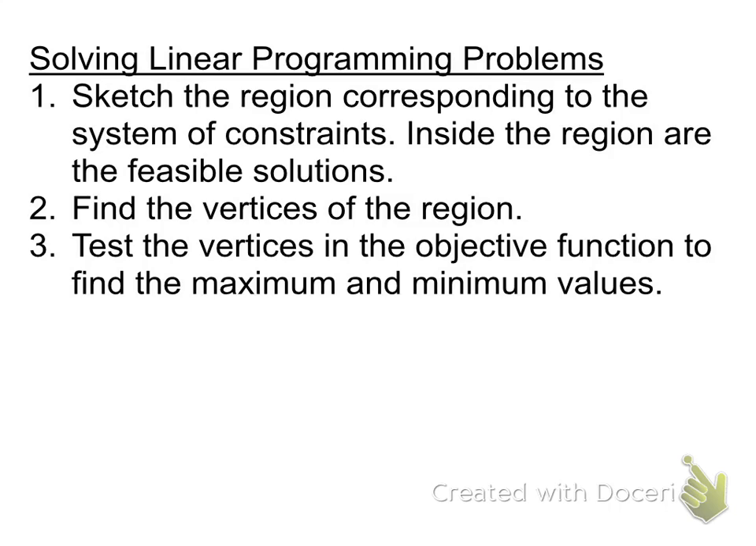To solve a linear programming problem, first you're going to sketch the region that corresponds to the system of constraints. So you're going to graph the system of inequalities, and whatever overlaps is the region that contains the feasible solutions. We need to find the vertices of that region and plug those vertices into the objective function. Once you've plugged all those vertices into the function, you're going to determine which one of those points will give you a maximum and which one will give you a minimum value in the objective function.